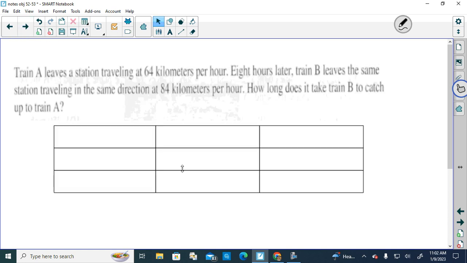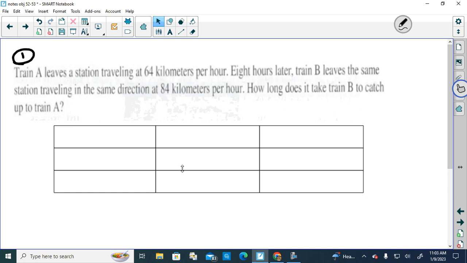So we're starting with number 1, this is objective number 53. Train A leaves a station traveling at 64 kilometers per hour. 8 hours later, train B leaves the same station traveling in the same direction at 84 kilometers per hour. How long does it take train B to catch up to train A?